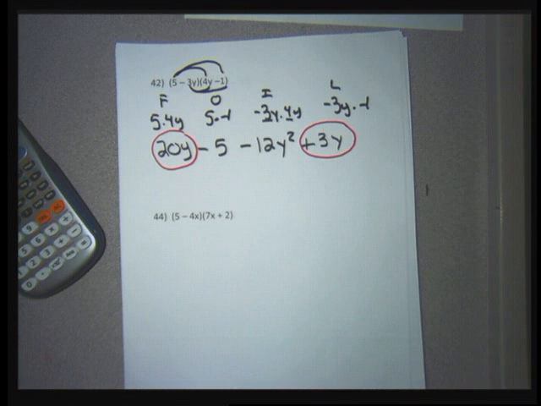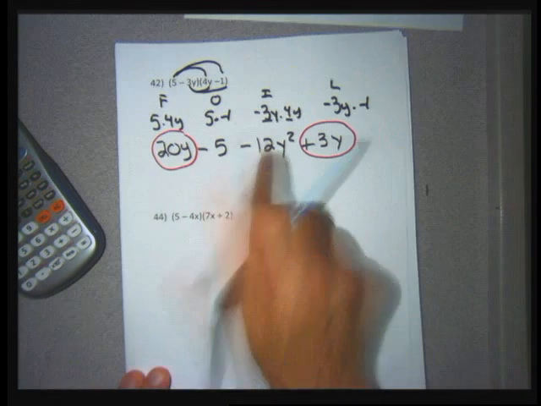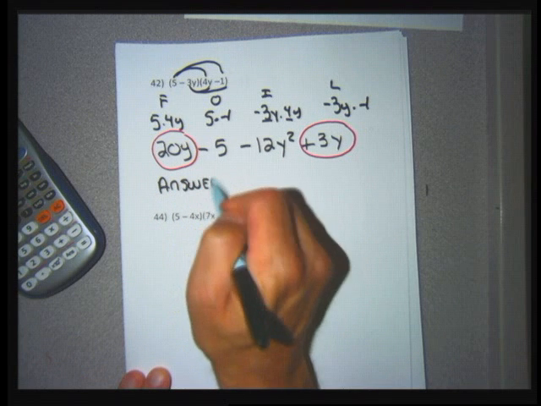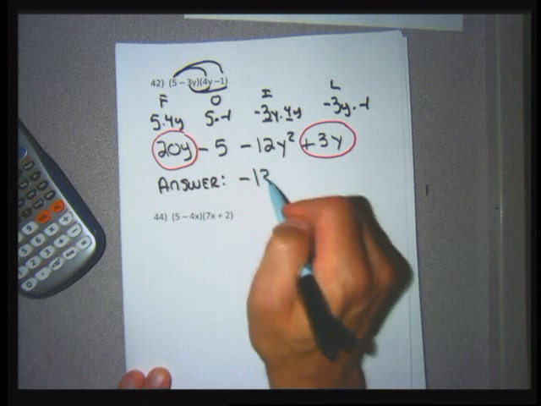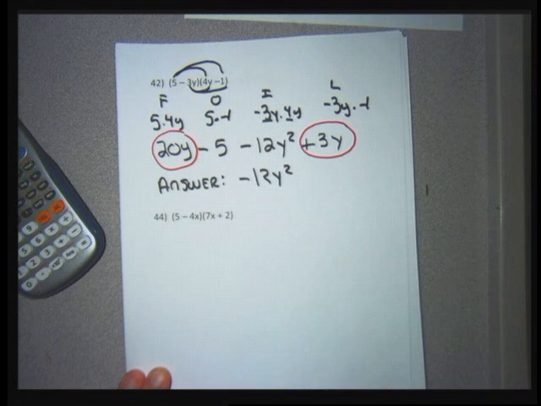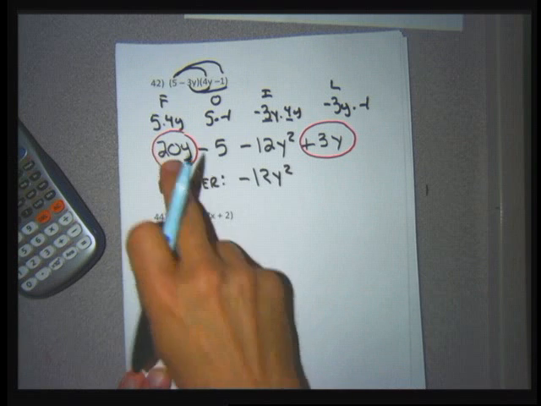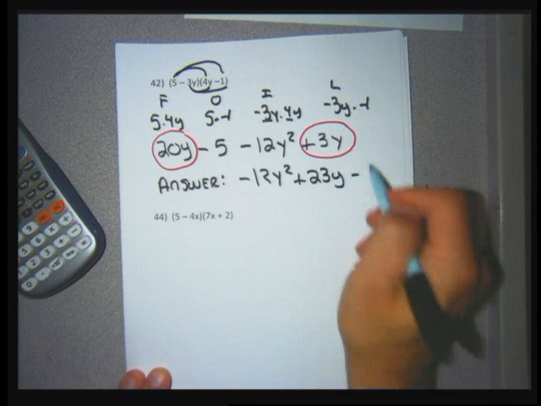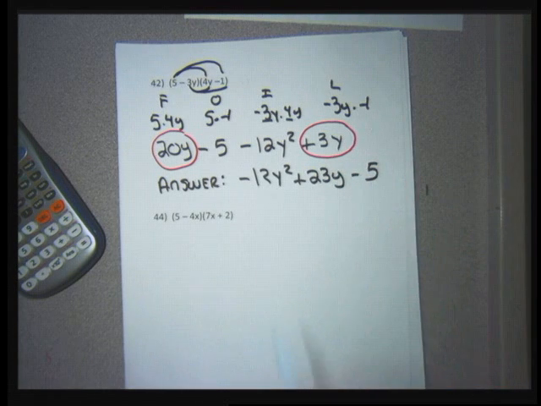That needs to be part of my answer, but it probably shouldn't be written first in my answer because I should write the exponents in descending order. So in my answer, I'm going to take the negative 12y squared and write it first because it's the y term that has the highest exponent. So it actually says negative 12y squared. And then 20 plus 3y is going to give me 23y. And then I'm going to take down the minus 5. So that's writing my answer in a nice order with the correct terms.